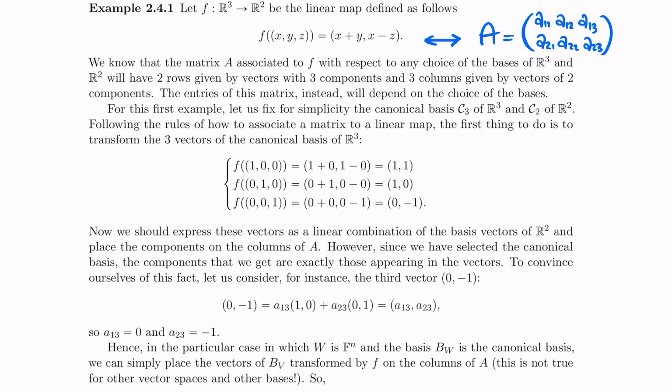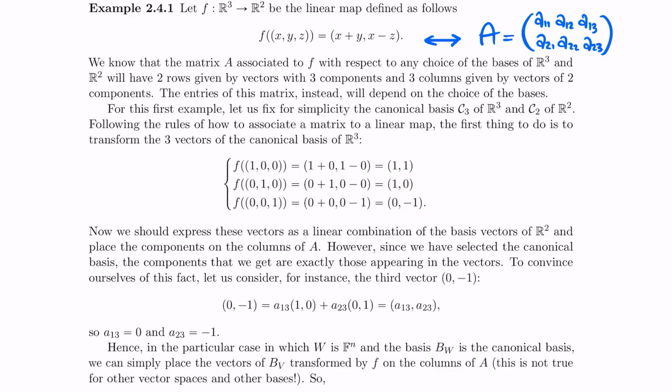Now the next thing that we should do is to express the vectors that we have just found as a linear combination of the basis vectors of C2 and then place the components of these linear combinations on the columns of A. However, in this example, we have a great simplification because we have chosen the canonical basis C2 of R2. In fact, in this case, the components of these linear combinations are simply the components that appear in the expression of these vectors here.